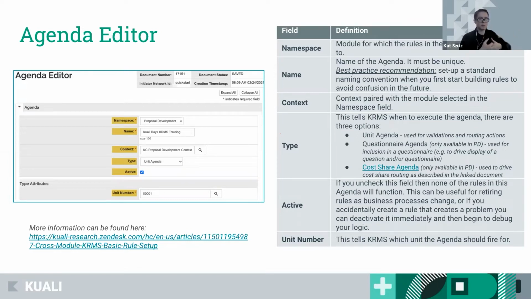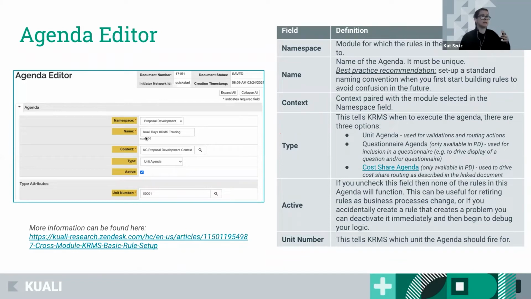And as I said in my previous slides, agendas are currently supported in proposal development, budget, institutional proposals, awards, and subawards. And I don't think those are the only modules. So that's this drop down right here. So that's what the system is going to first ask you to identify. What module is this applicable to?